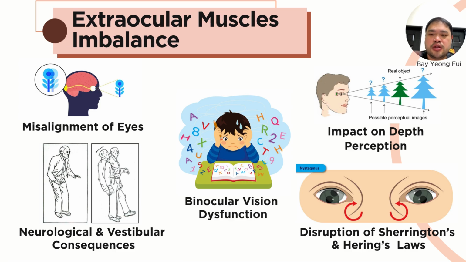Number five, neurological and vestibular consequences. The visual system integrates with the vestibular system for balance. The vestibular system is the sensory system that plays a crucial role in balance and spatial orientation. Misaligned eyes send conflicting spatial signals to the brain, which can result in postural instability, nausea, and/or motion sickness, or vision-vestibular mismatch.